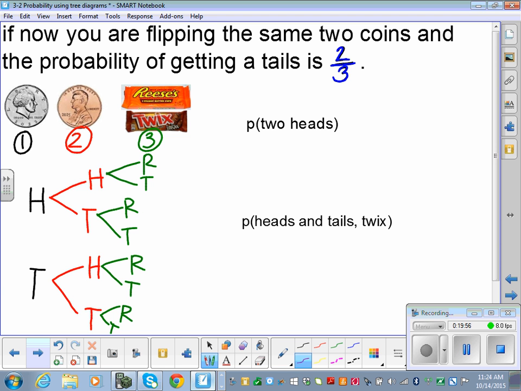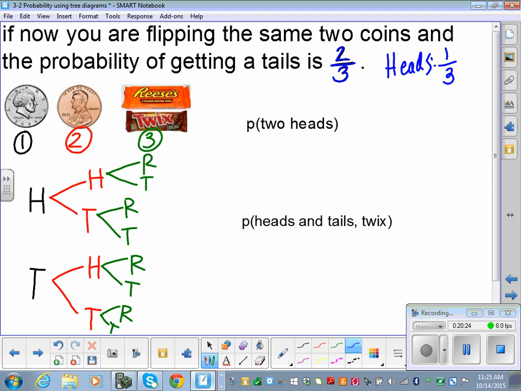So I have this same problem now, but read with me. It says, if you're flipping the same 2 coins, we still have the exact same tree diagram here, but now the probability of getting tails is 2/3. Does everybody understand how now the probability of getting tails is 2/3? So it's more likely to get tails than heads, right? What's the probability of getting heads? 1/3. 1 out of 3, right? If 2 out of 3 is tails, then 1 out of 3 would be heads.